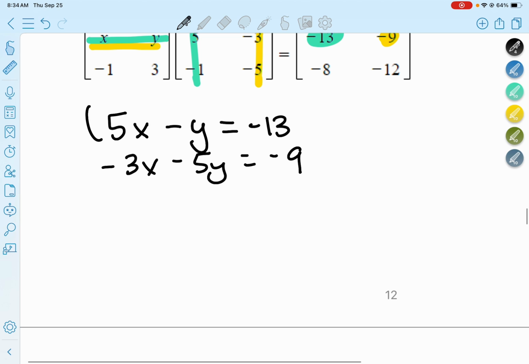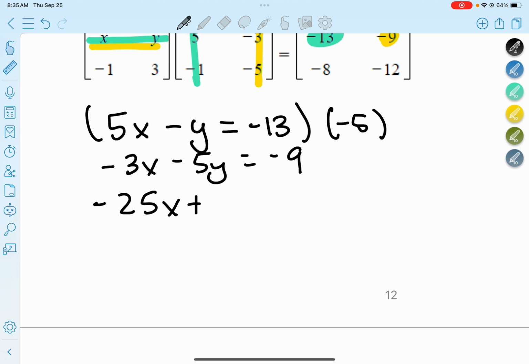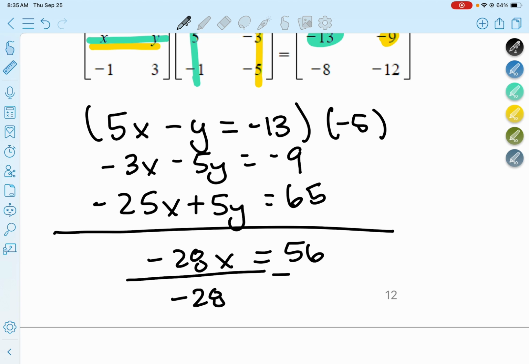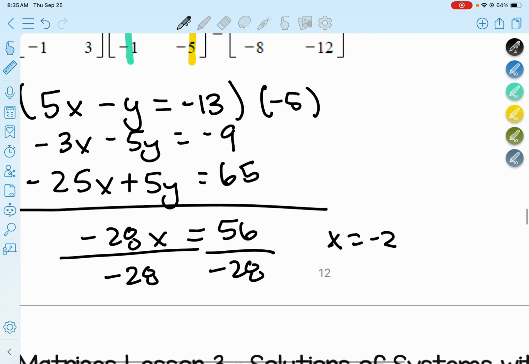To simplify this, I'm going to multiply this top equation by negative 5 such that my y's become opposite coefficients. So I'll go negative 25x plus 5y equals 65. I'm going to add those together, so I get negative 28x equals 56. Divide both sides by negative 28, and I get x equals negative 2.